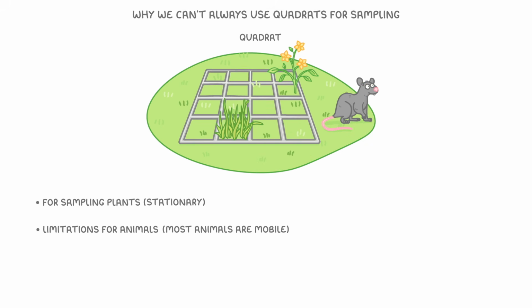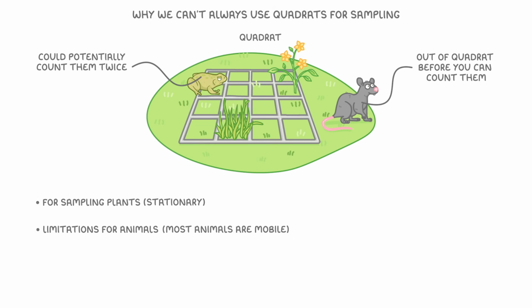Fast-moving animals might zip out of the quadrat before you can count them, and others might even wander in and out and in again, so that you could potentially count them twice. This means that the population size estimate you make for most animals won't be reliable.